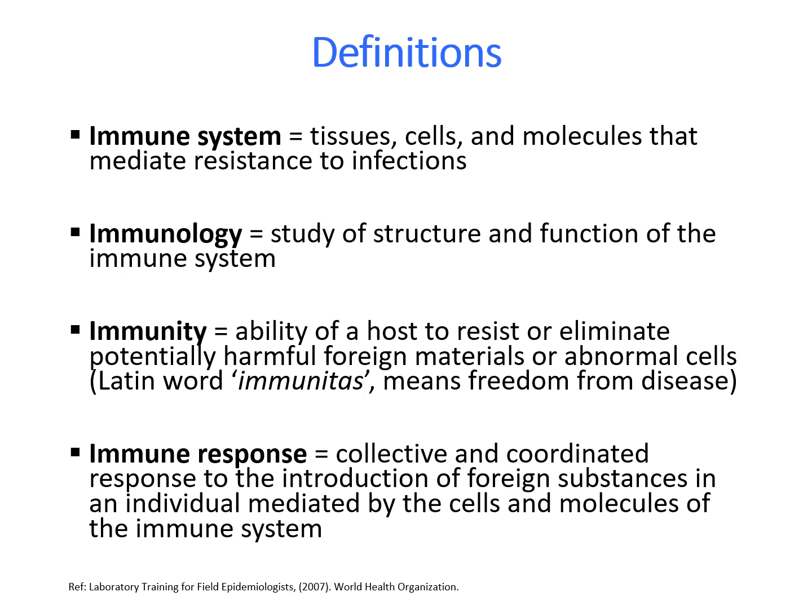Let's start with the definitions. The immune system is a complex network of cells, tissues, organs, and the substances that help the body fight infections and other diseases. Immunology is the study of the structure and function of the immune system, which allows us to know how the body fights disease and infection. Immunity is the ability of a host to resist or eliminate potentially harmful foreign materials or abnormal cells such as bacteria, viruses, parasites, and cancer cells. Immune response is how our body recognizes and defends itself against bacteria, viruses, and substances that are foreign and harmful.